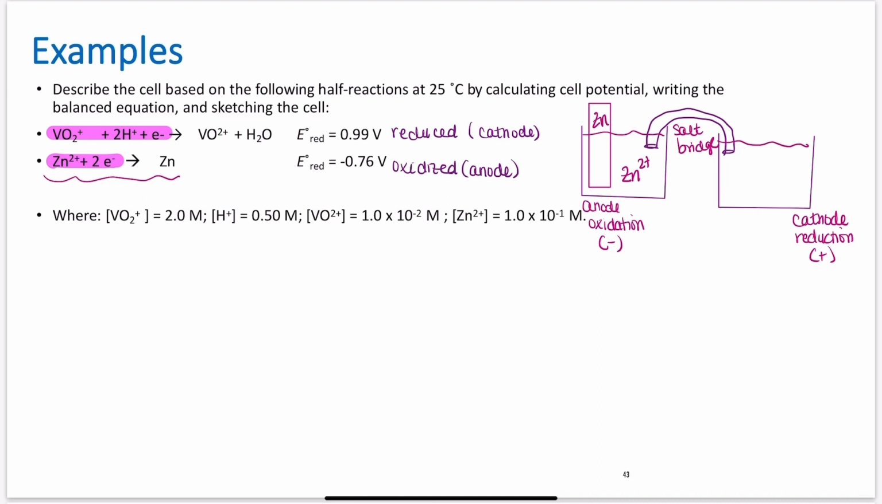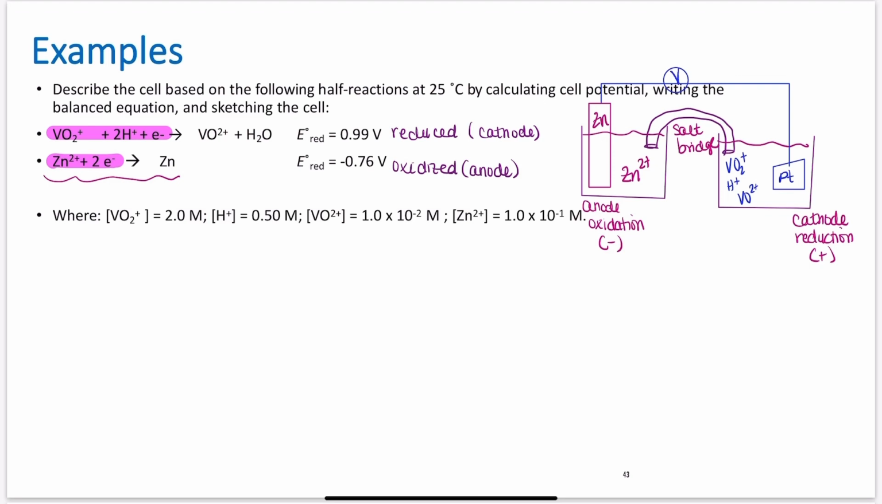Now at my cathode, I've got all kinds of stuff in solution, right? I've got the VO2+, the H+, the VO2+, and water. It's all dissolved in water. But I don't have a metal here. I don't have a solid phase here. So I'm going to have to put a solid phase in. I'm going to go ahead and use platinum. I'm then going to connect my zinc to my platinum, and that is completing my circuit.